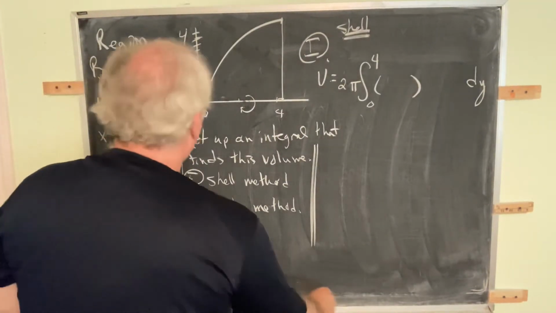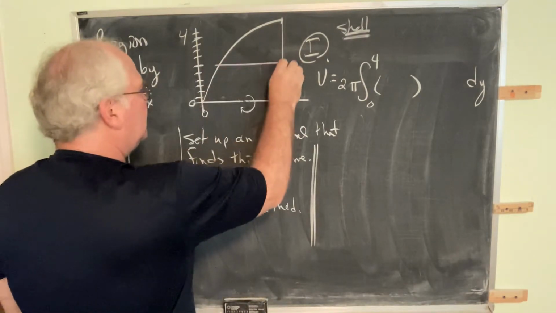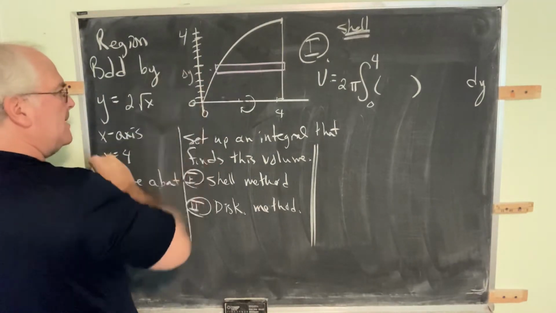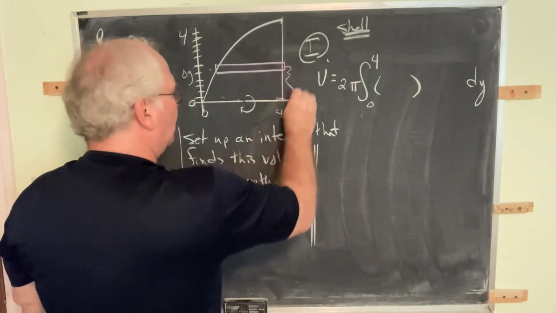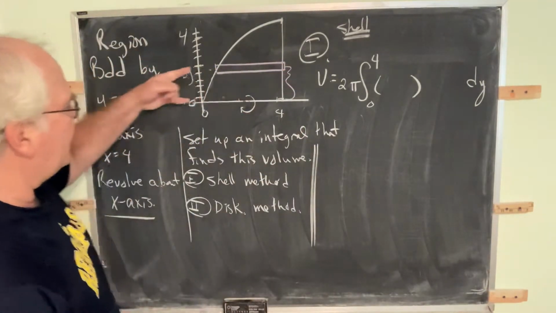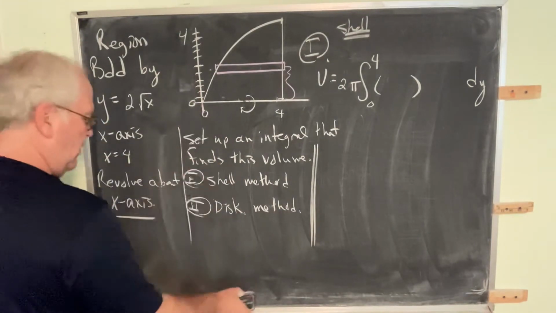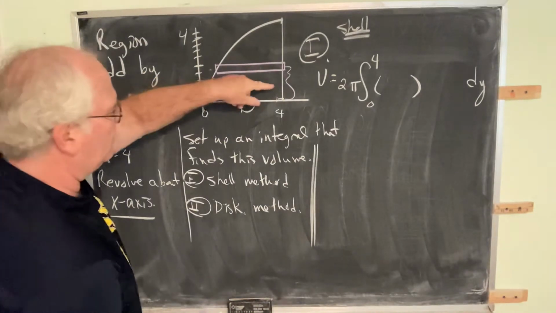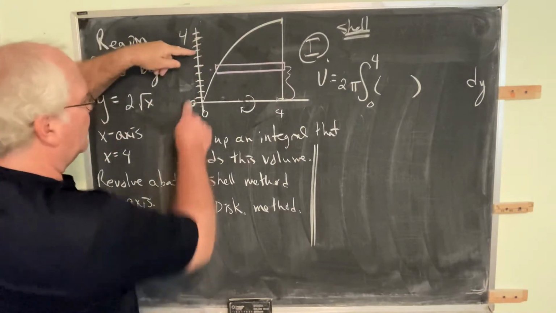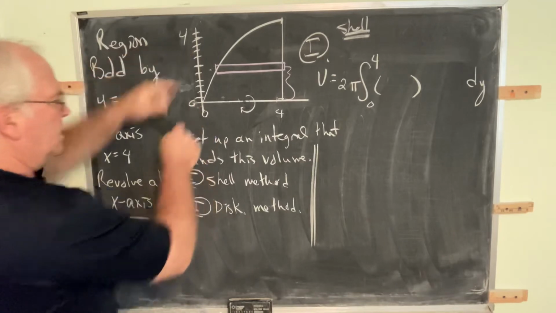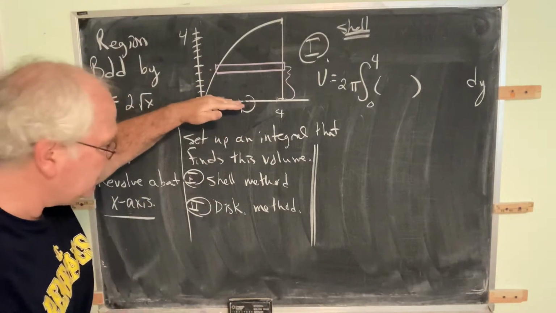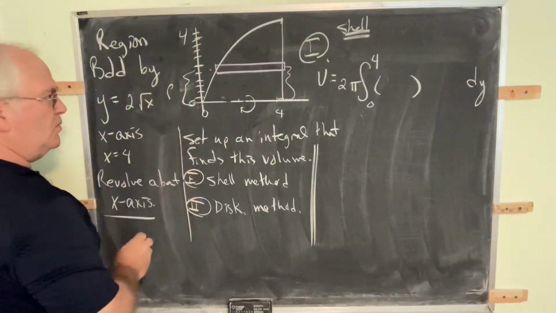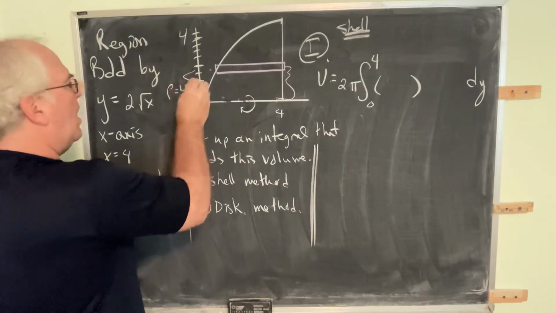This is the partition, so that tells us that these rectangles run this way because the partition determines the thickness. This is delta y, right? And so the question is, what is this radius? That radius is that y coordinate. When y equals 2, that's the radius. When y equals 3, that's the radius. When y equals 4, that's the radius. So the radius is given by the y coordinate. Anytime you revolve about the x-axis, the radius is the y coordinate. This is the radius rho, and that is the y coordinate.